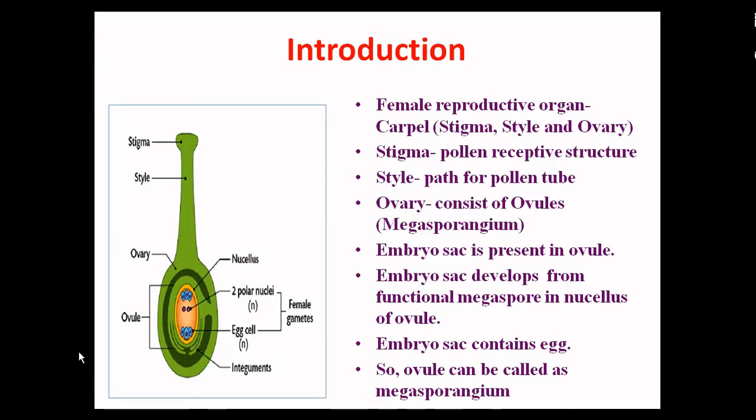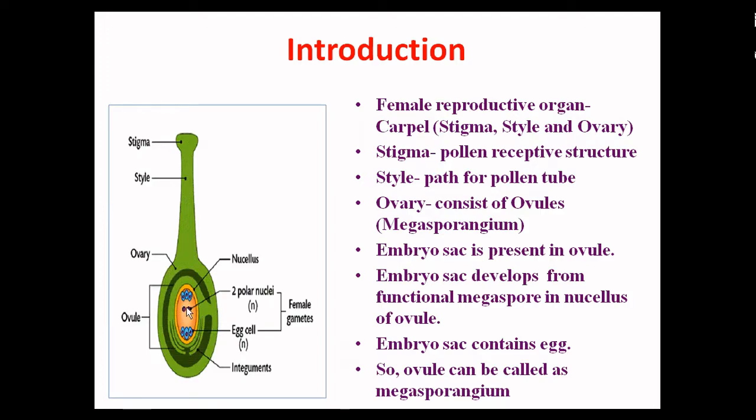Now let us start with unit number 3, megasporangium. In angiospermic plants, the female reproductive organ is the carpel, which is also called a pistil. This carpel consists of the stigma, style and ovary. The stigma is a pollen receptive structure which provides the surface for the pollen grains to fall and germinate. The style is an elongated tubular structure that provides the path for the pollen tube, and the ovary is the basal portion of the carpel that consists of the ovules.